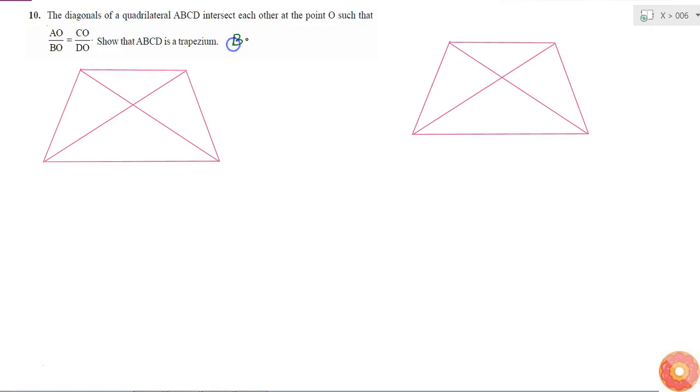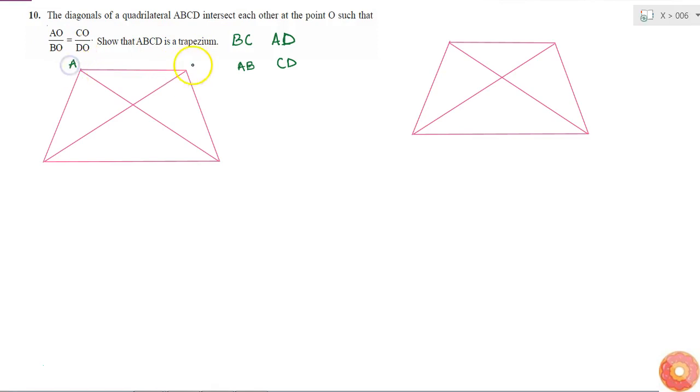When two of its sides... there are two pairs of sides, right? BC and AD, and AB and CD. So one of them should be parallel to each other and the other one should not be parallel to each other, right? So then only I can call ABCD a trapezium.